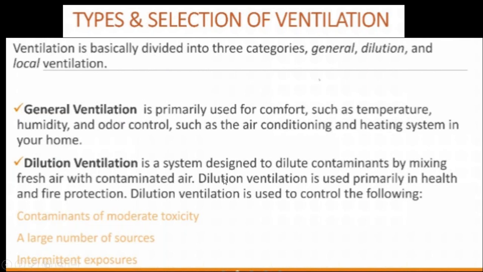Dilution ventilation is not so effective. Dilution ventilation is mostly used with substances which are moderately toxic. It is not used for very toxic chemicals. Number two, it is used with a large number of sources. Because there are a large number of contaminants and most leakage is happening from different sources, then we can use dilution ventilation. And if there is intermittent exposure, then we can also use dilution ventilation.